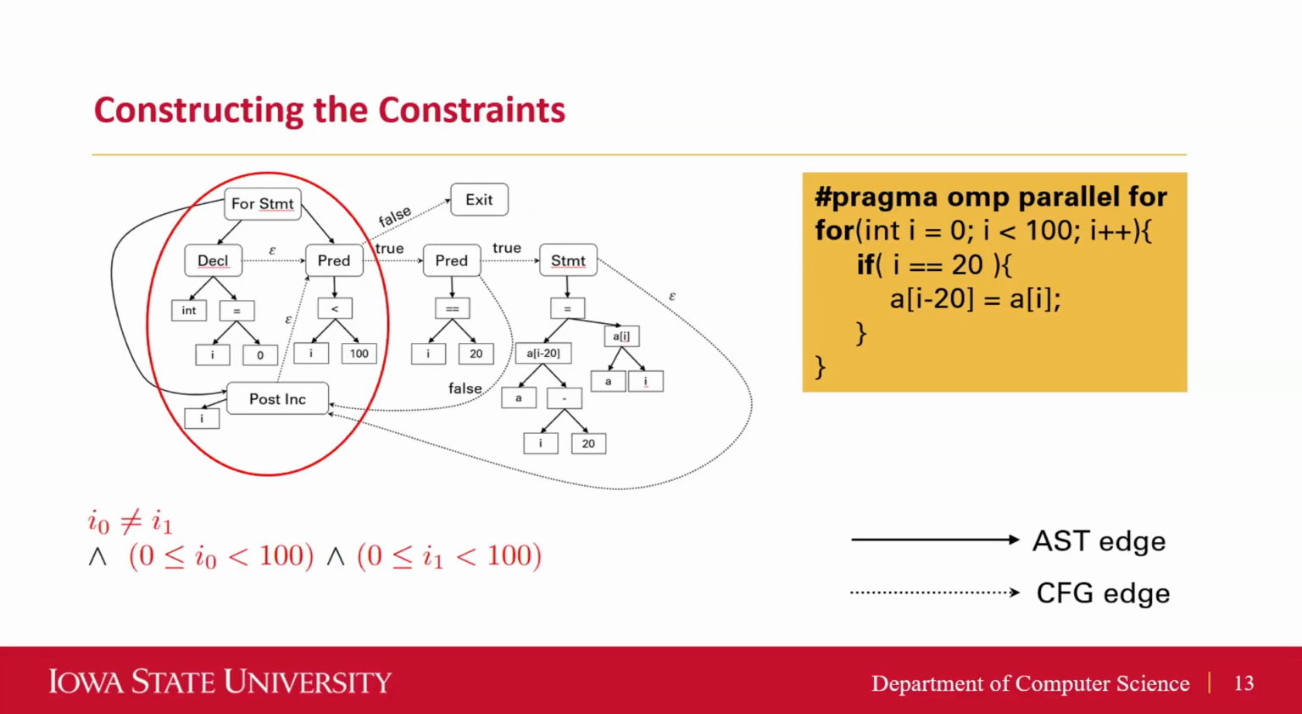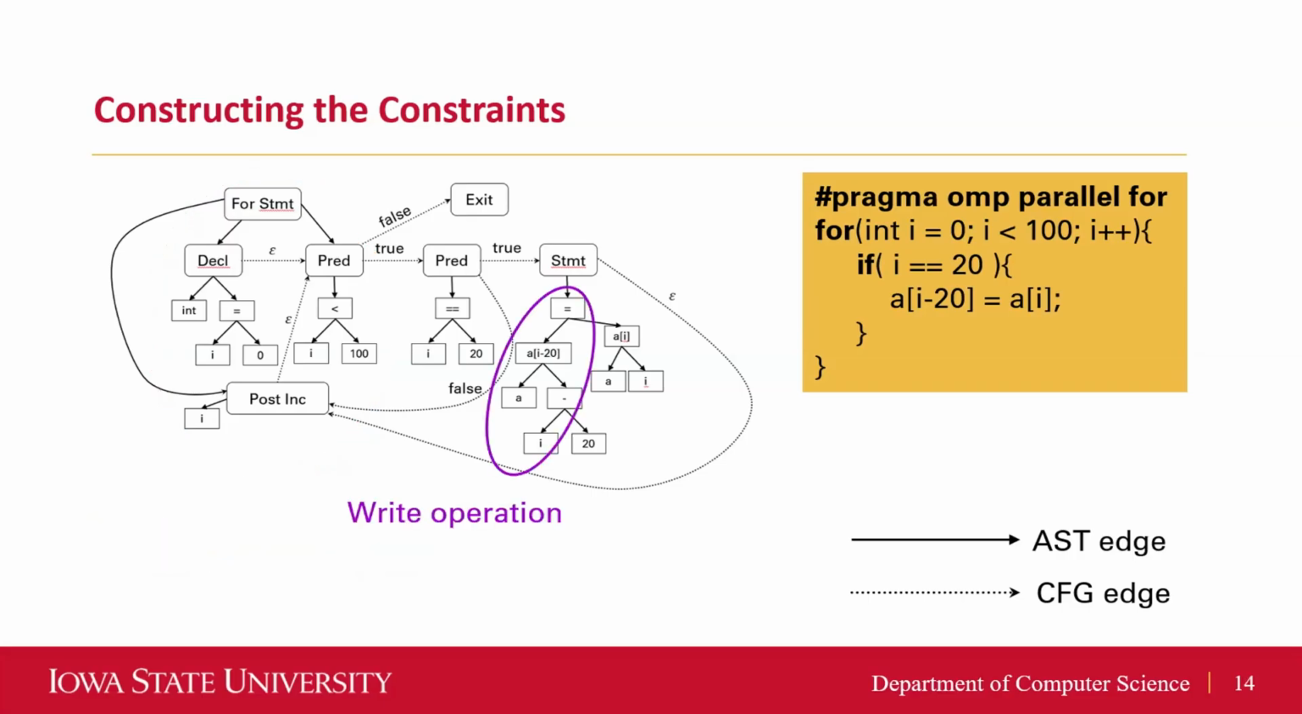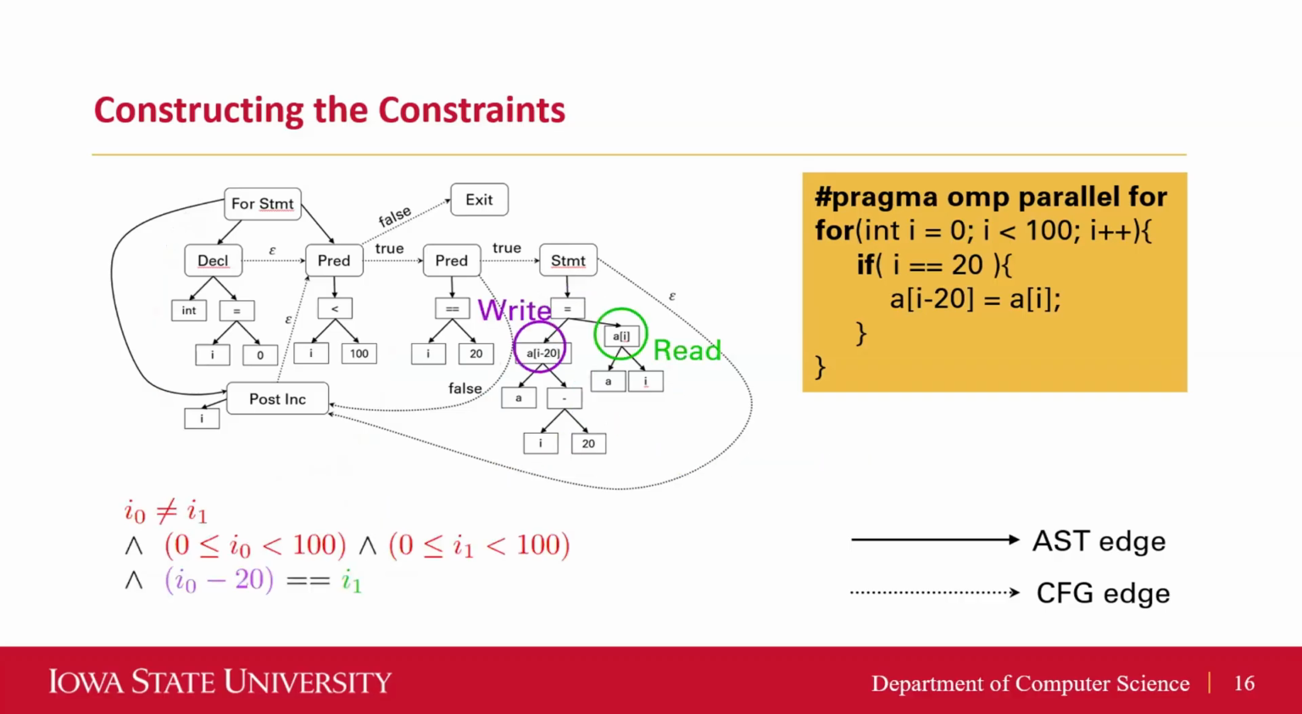And so we actually require the user to put a custom parameter to tell us which for loop you want to analyze. So in this case, we know which for loop we want to parallelize, and we create two private copies of the induction variables and put the bounds for those induction variables as well. And once we go down the AST CFG, we encounter a write operation and a read operation, and we add that to the overall constraint as well.